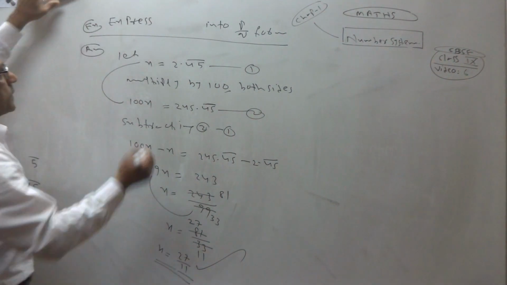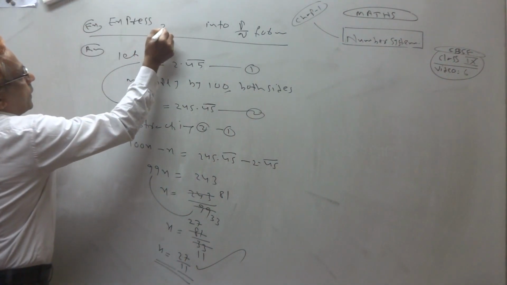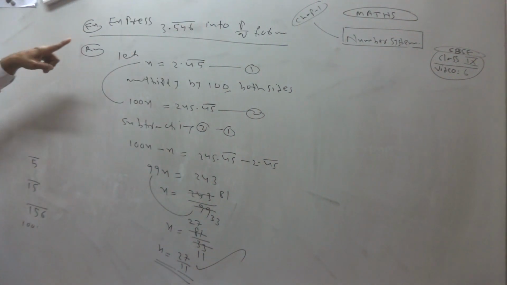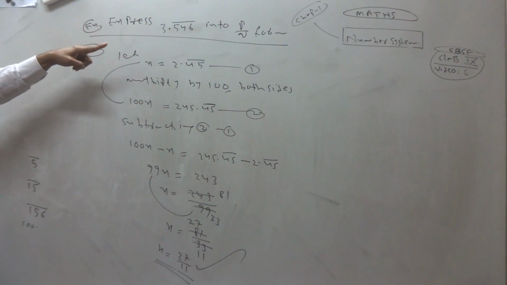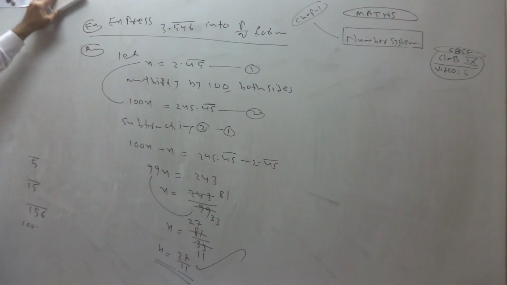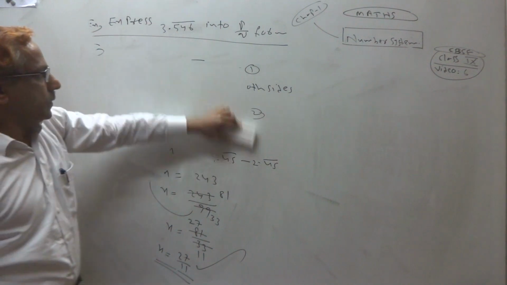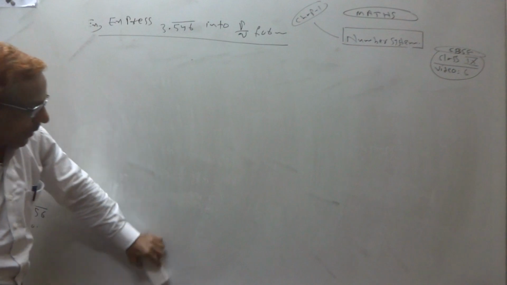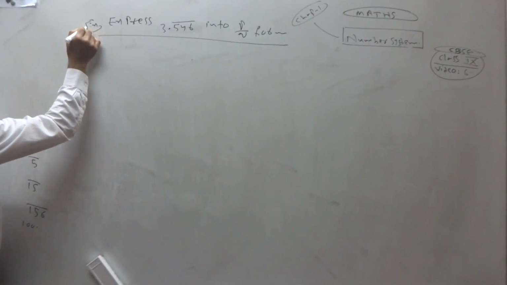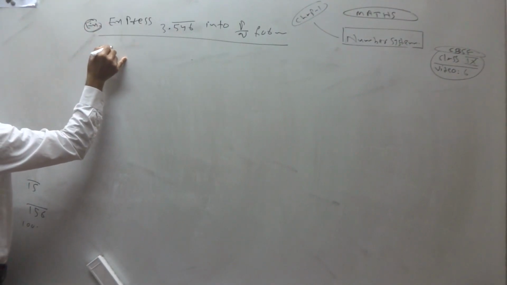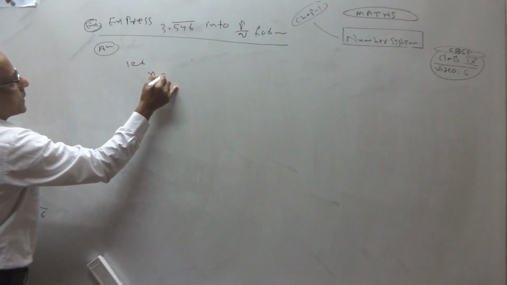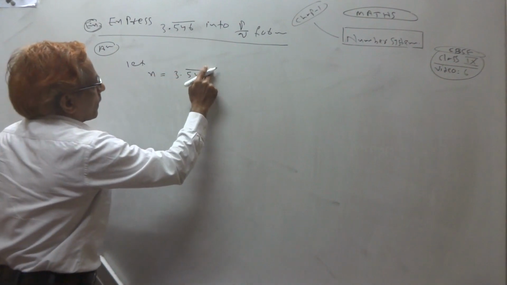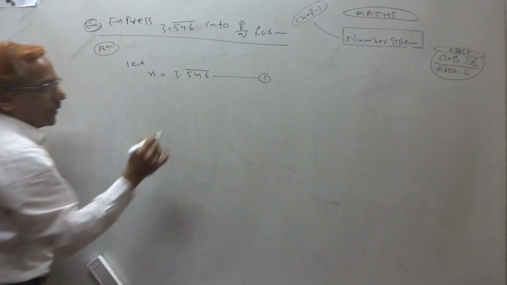Yes. Please see. 3.546 bar. Question will be given like that. Express this into P by Q form. Now you will understand. What you have to do, please? Let x is equal to 3.546 bar. This you suppose as equation 1.